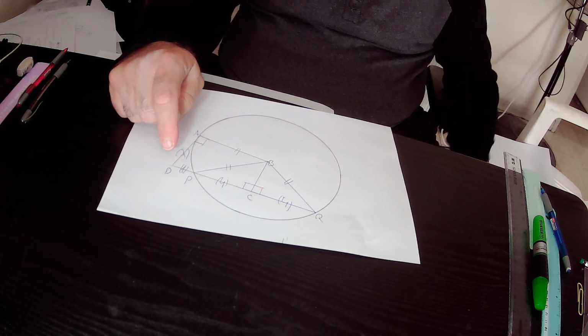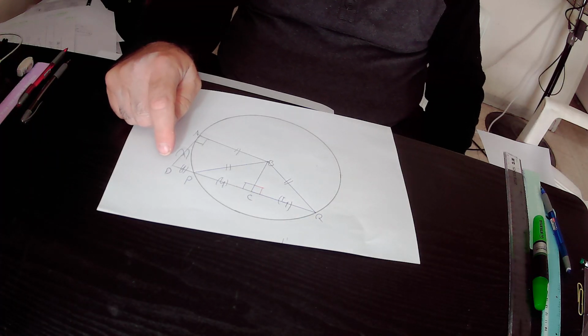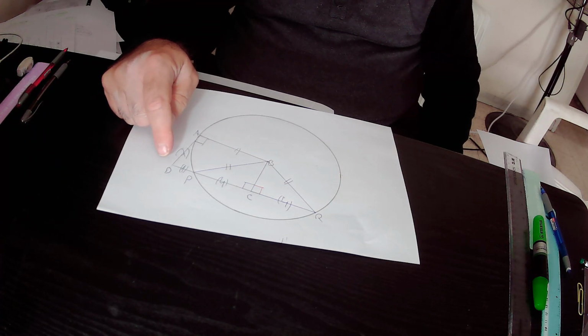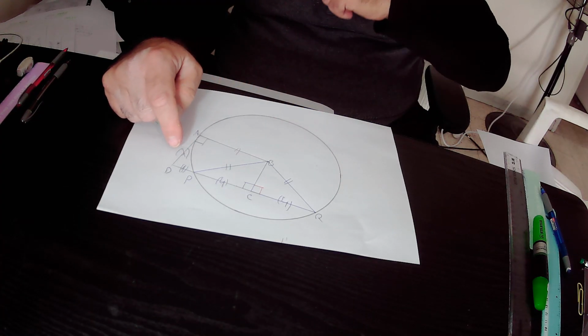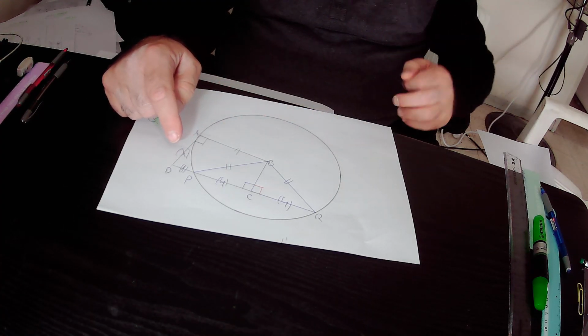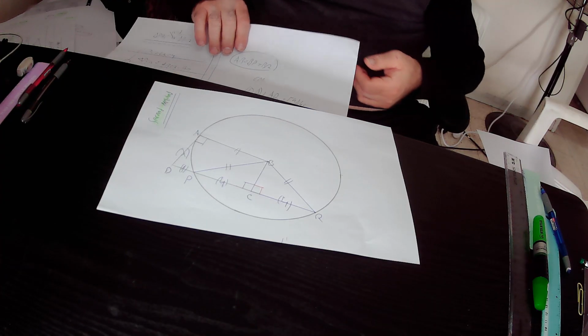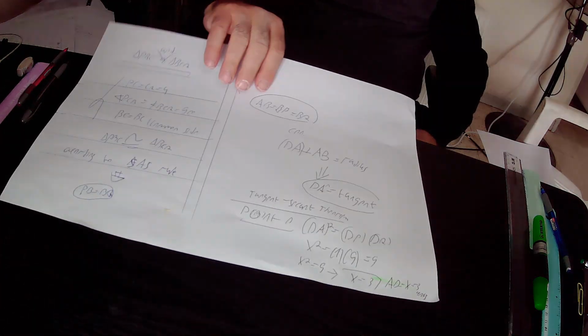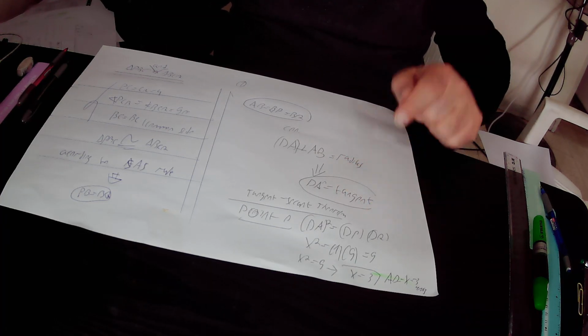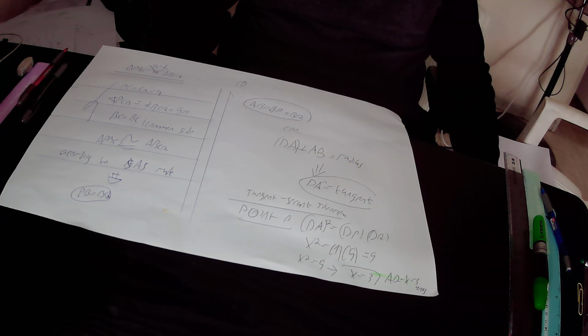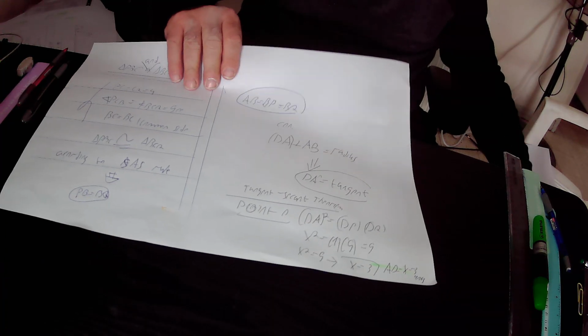Then the length of the tangent squared, that is to say, DA squared, equals DP times DQ. According to the tangent secant theorem, DA squared equals DP times DQ. So let me repeat the tangent secant theorem again.